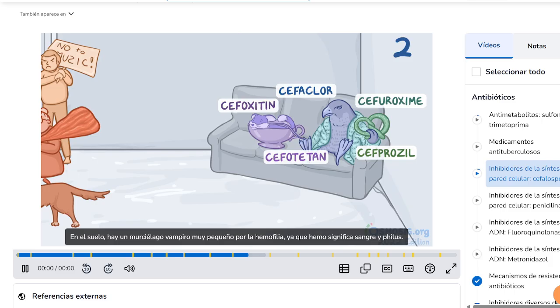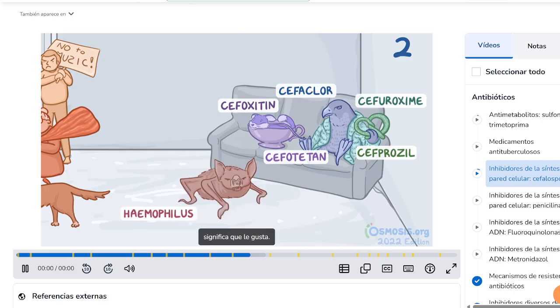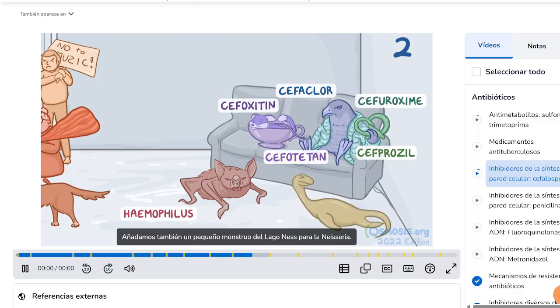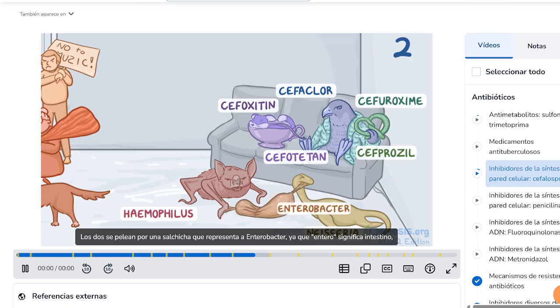So on the floor, there's a tiny vampire bat for Haemophilus, since hemo means blood and philus means like. Let's also add in a tiny Loch Ness monster for Neisseria. The 2 of them are fighting over a sausage which represents Enterobacter, since entero means intestine, which is what sausages are made of. To divide it up, they're using a saw for Serratia, since serrated means saw-like.